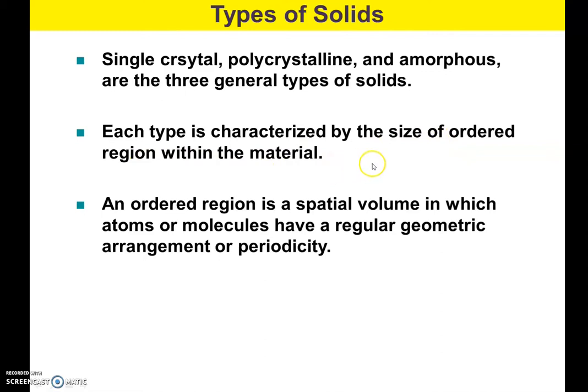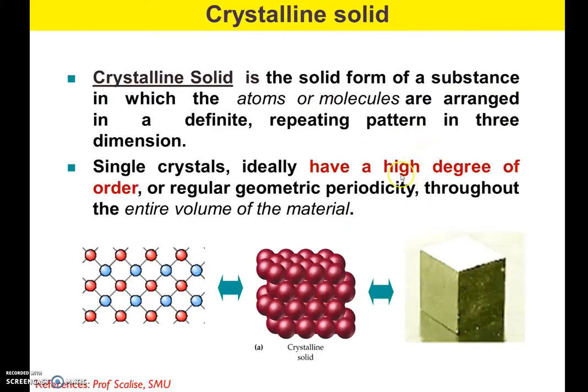Okay, so when we are talking about an ordered region, essentially what we are saying is that there is some spatial volume in the solid in which the atoms or molecules have some regular arrangement, and because it's a repeating arrangement, you have this periodicity present in your solid. Okay, so depending on the size of this ordered region, you can classify solids into these three types.